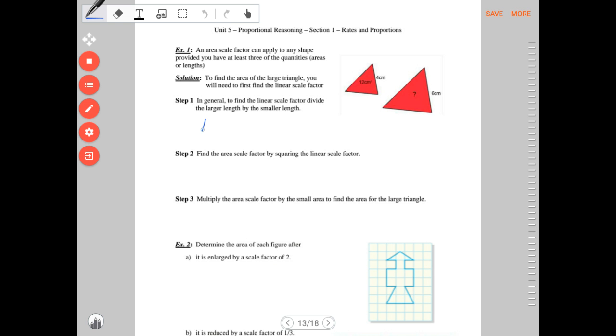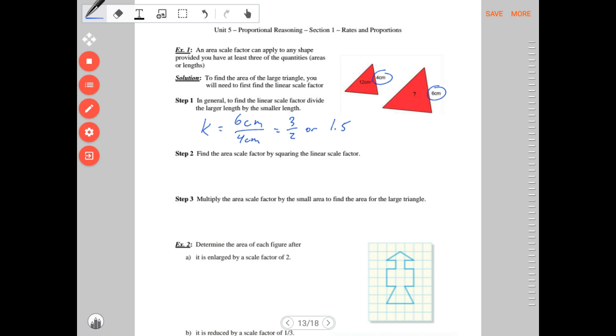So if I want the linear scale factor, I'm going to take my larger length, 6 centimeters, and divide that by the smaller length, 4 centimeters. In this case, I'm going to get 3 over 2, or 1.5. Sometimes it's easier to work with fractions, sometimes decimals are great too.